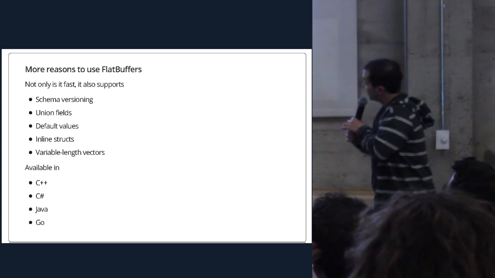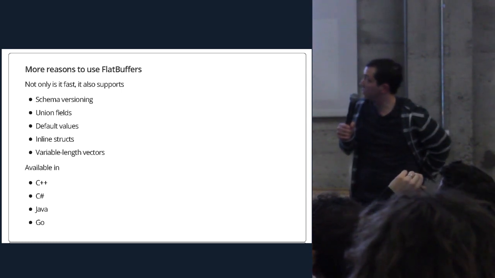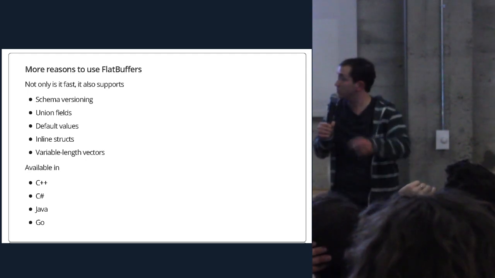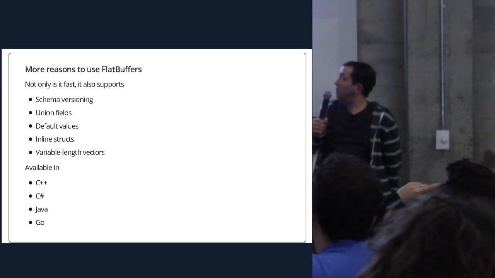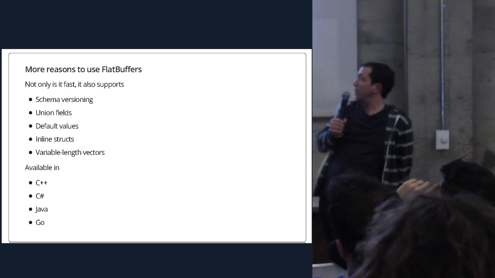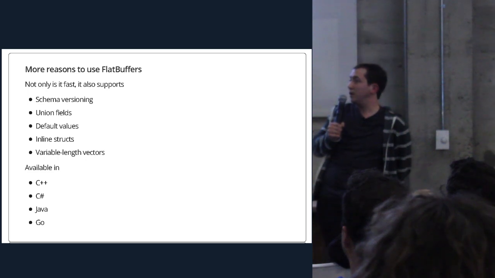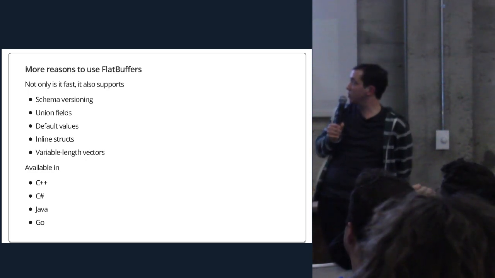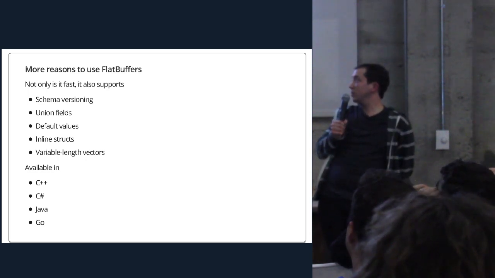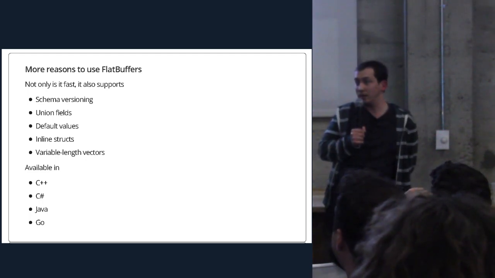Okay. So there are more reasons. It's fast and it also supports schema versioning, union fields, default values, which we spoke about earlier, inline structs, variable length vectors, also spoke about those before. It is very robust in its C++ implementation, and C#, Java, and Go are less mature and rising quickly.